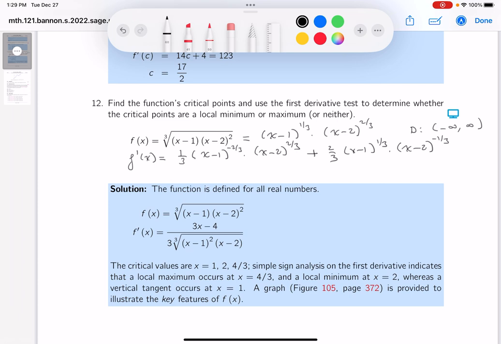All right, what I'm going to do is factor the problem. And the first thing I want to factor out is the fraction 1/3. I'm also going to factor out (x minus 1) to the minus 2/3, and I'm going to factor out (x minus 2) to the minus 1/3. And what's left over? Let's take a look.